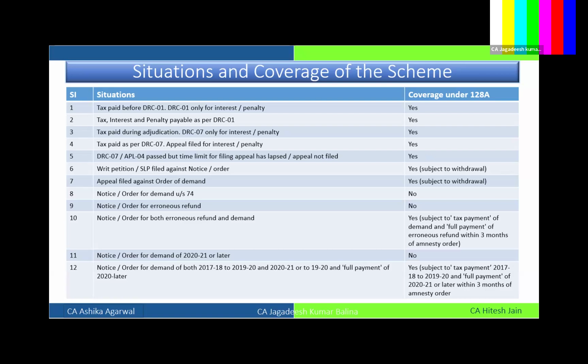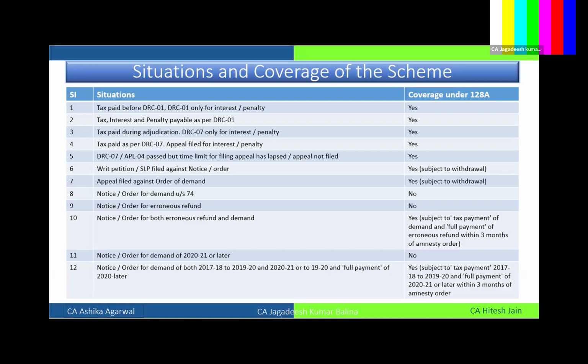Notice or order for both erroneous refund and demand. Let's say you are having 4 issues in the order. Out of that 4, you are having 1 issue related to erroneous refund, and the remaining 3 issues related to other than erroneous refund. In that case, yes, you can opt for the scheme, provided you make the whole tax payment on or before 31st March 2025. If the proper officer finds that you are eligible for this waiver of interest and penalty, then after passing GST SPL, that is the amnesty order, you have to pay the tax amount of the erroneous refund also. That erroneous refund you need to pay within 3 months from the amnesty order. That is the GST SPL 05. That form I will discuss in a later slide.